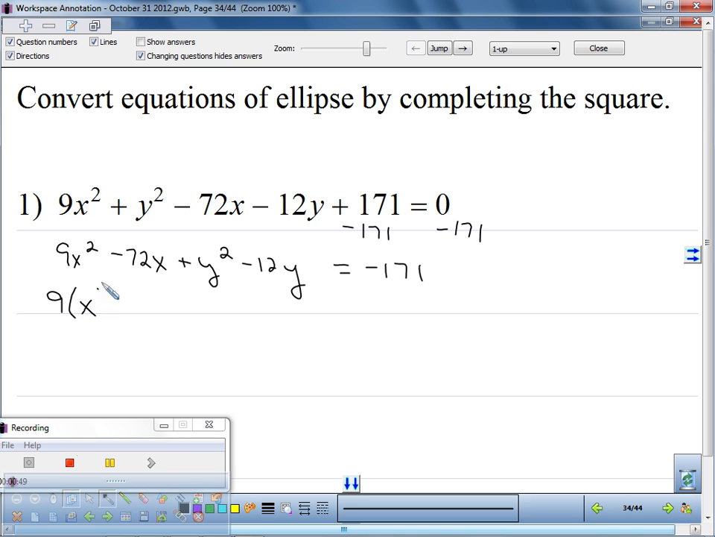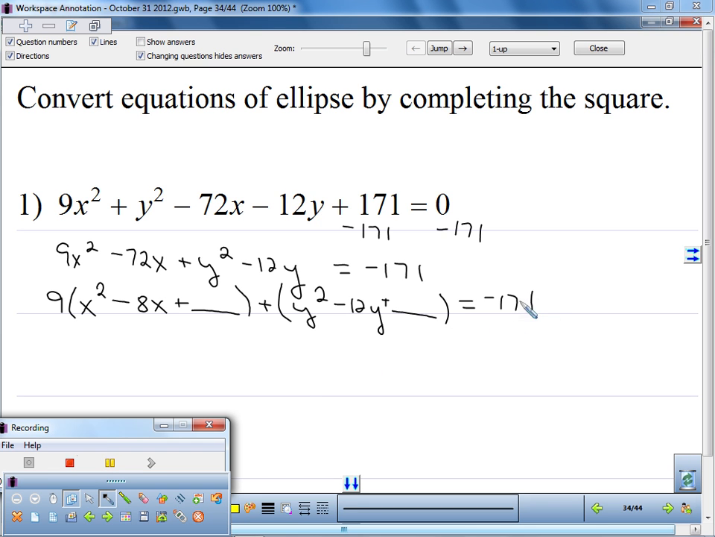So I end up with x squared minus 8x. Now I'm going to leave a placeholder for my complete the square for this. Now, we have y squared minus 12y. I'm going to leave another placeholder here. And that's all equal to negative 171. Now that we've got it in this form, we can now complete the square.